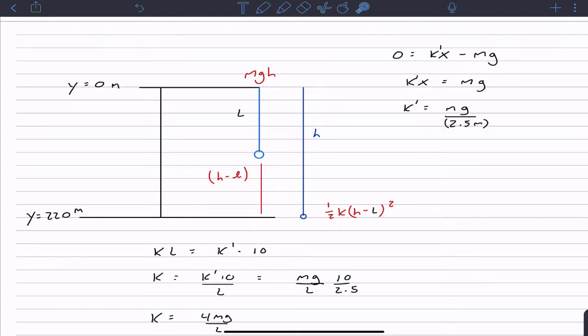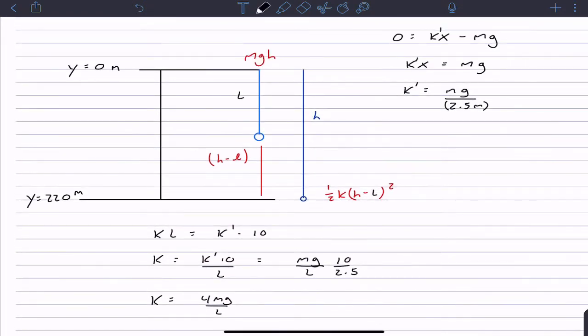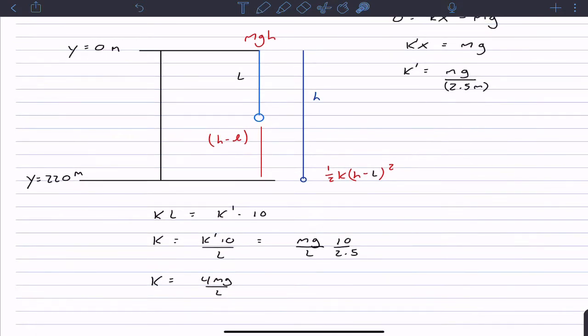This was the displacement from equilibrium. Then we took that and we set it equal to the full length of the rope times the spring constant. Solved for the full spring constant by plugging in, and now this is what we're left with. So now we can use conservation of energy from here to find this length L.